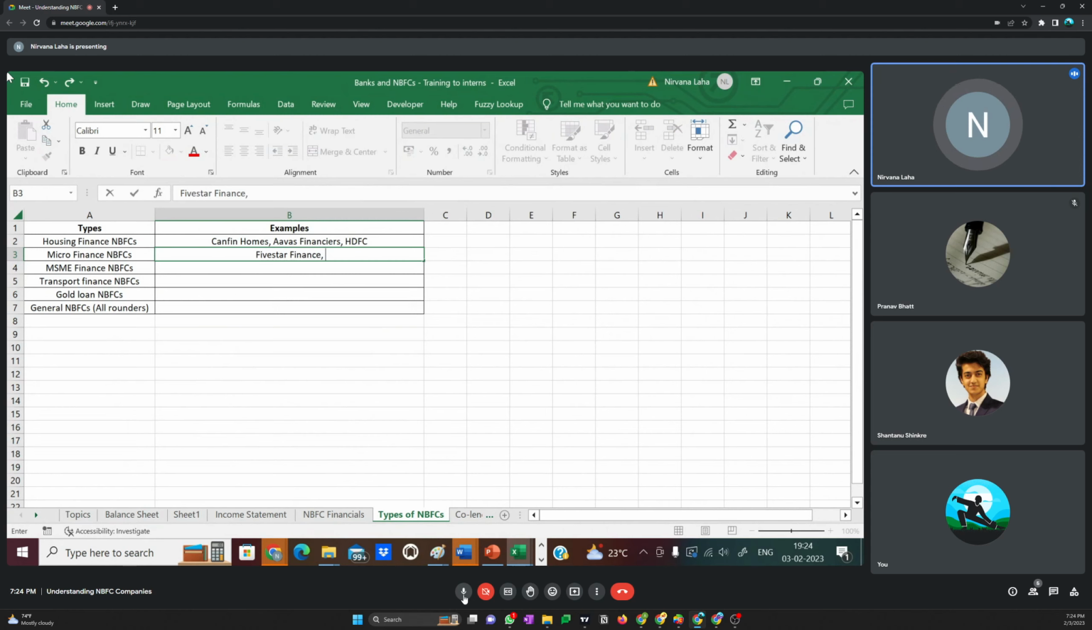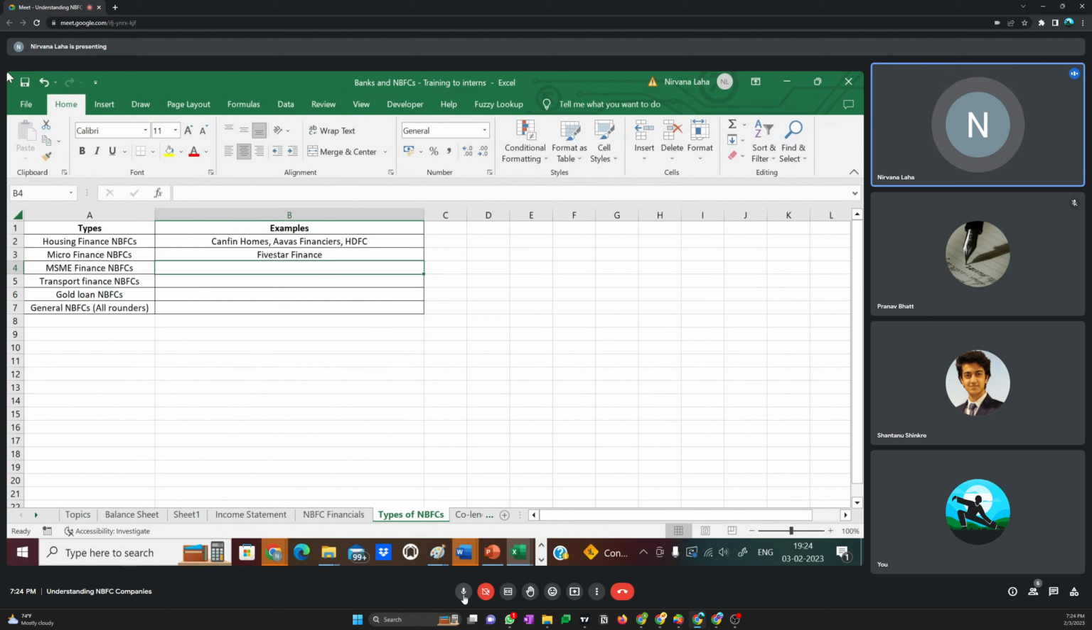Bandhan Bank, now it's a bank. Earlier it used to be an NBFC. So they used to be in this microfinance space. Then you have a lot of other companies. I am actually not well versed with the microfinance universe, so I can't come up with more examples. But you guys can Google this.